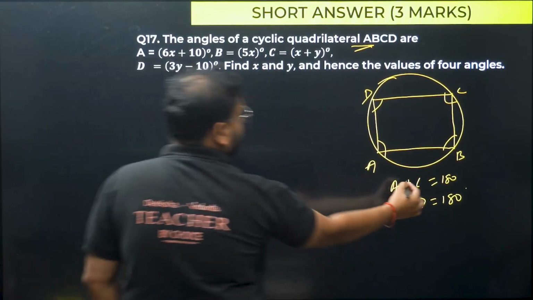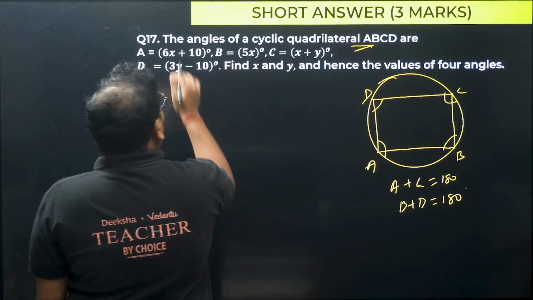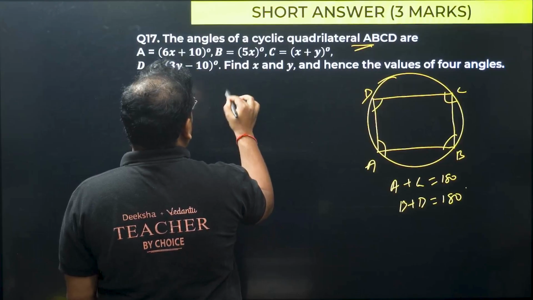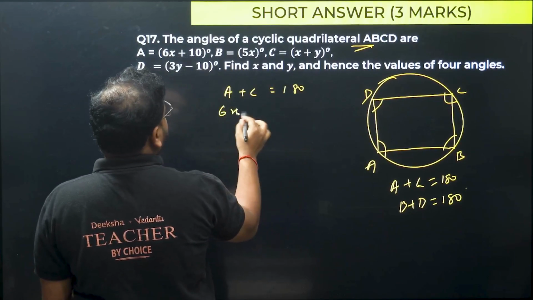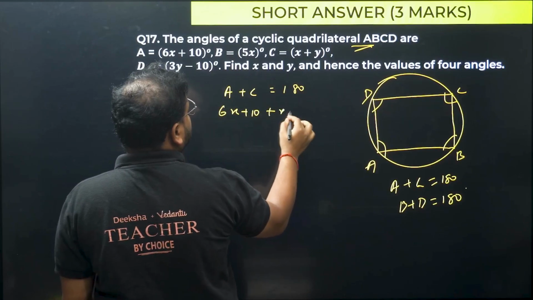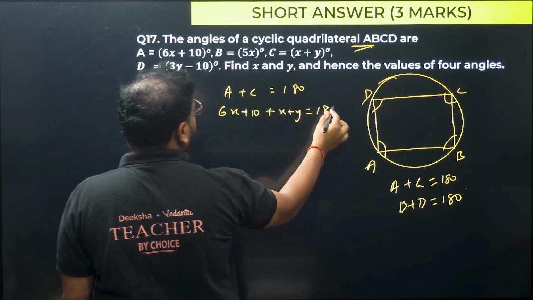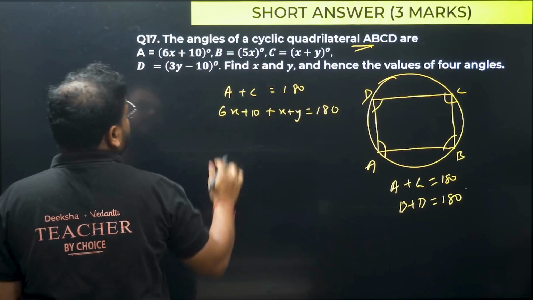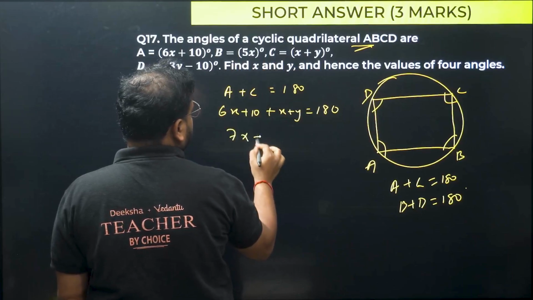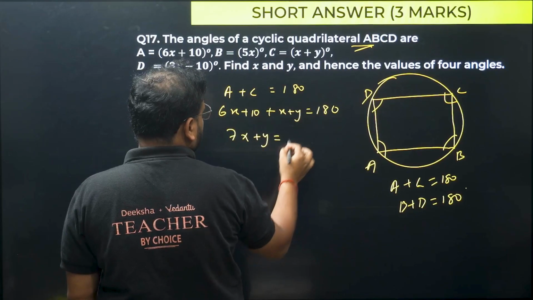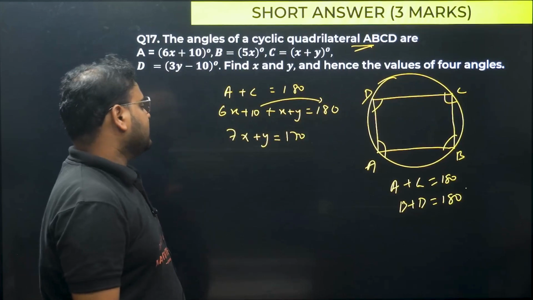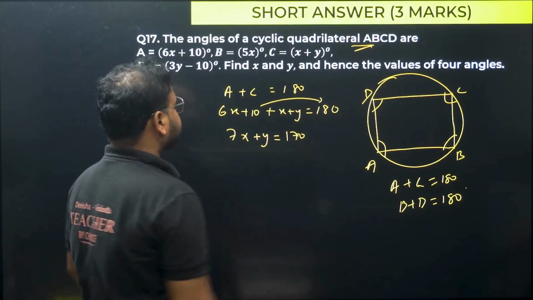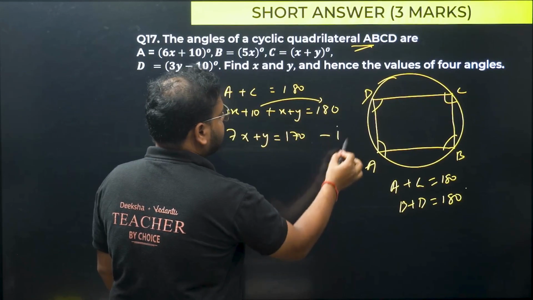Let's try with the first one, A plus C. We have A plus C as 180. It means 6x plus 10 plus x plus y is 180. Correct? A plus C. So I get 7x plus y equals 170, moving this 10 to this side. Correct? 7x plus y is 170. Equation number 1.